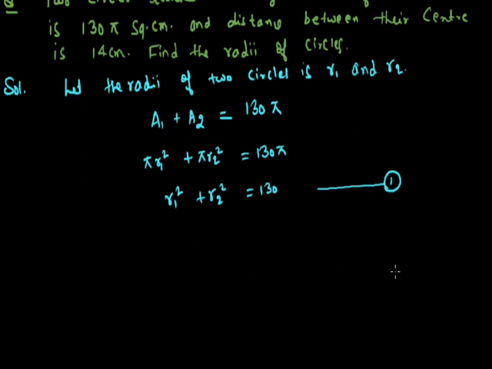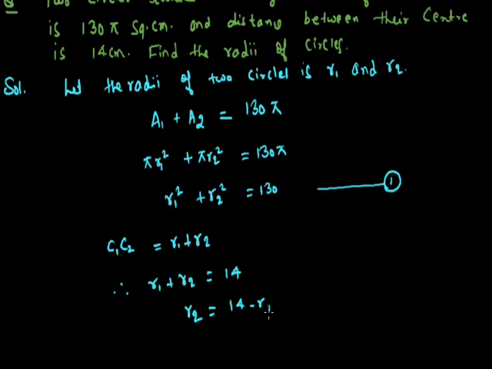Now it is also given that the distance between their centers is 14 centimeter. When two circles touch externally, the distance between their centers is equal to the sum of their radii. Therefore R1 plus R2 is equal to 14. So from here we can find the value of R2: R2 is equal to 14 minus R1.